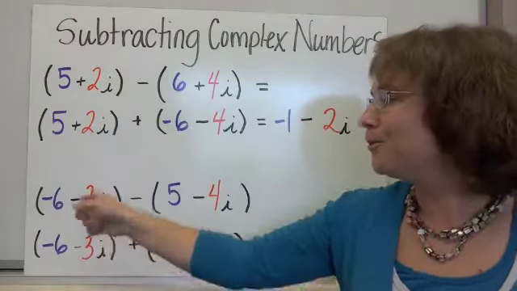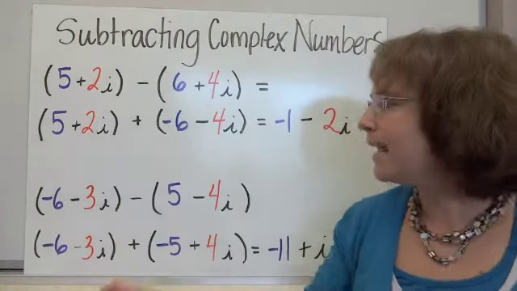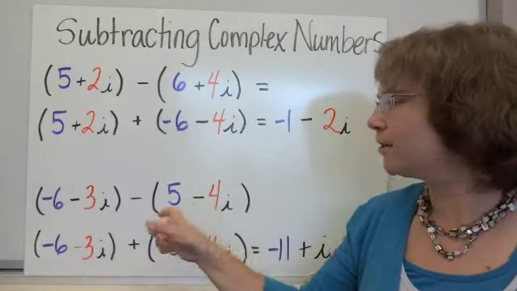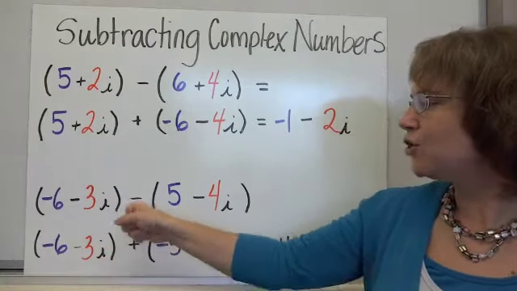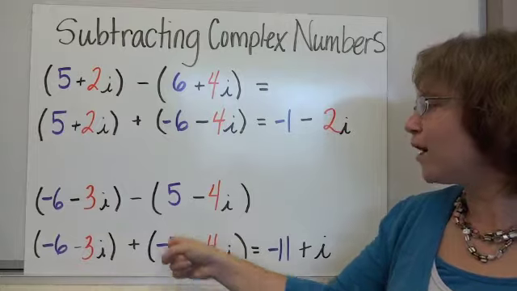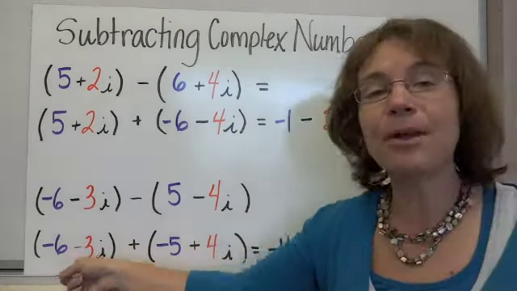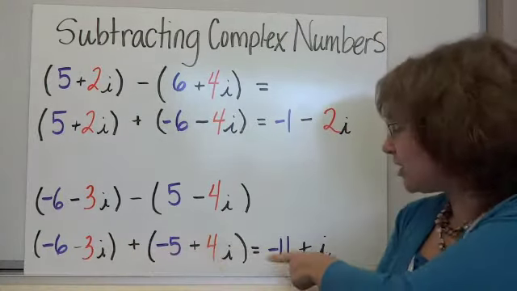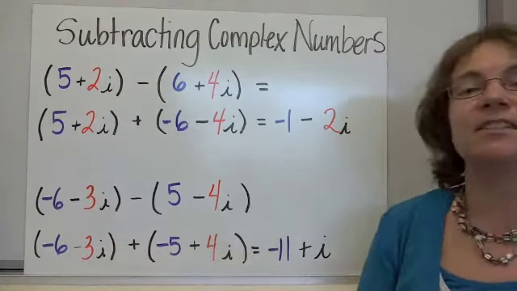Let's try another one with a few more negative signs in there. Let's say we have negative 6 minus 3i minus (5 minus 4i). So negative 6 minus 3i plus, let's distribute that negative, negative 5 plus 4i. We have that negative and negative, which gives us a positive right there, 4i, and now we can just do our addition. So we have negative 6 plus negative 5, which gives us a negative 11, and negative 3 plus 4, which gives us an i.